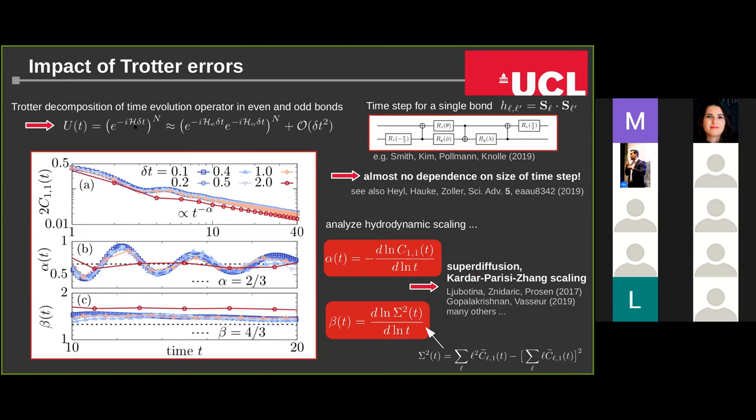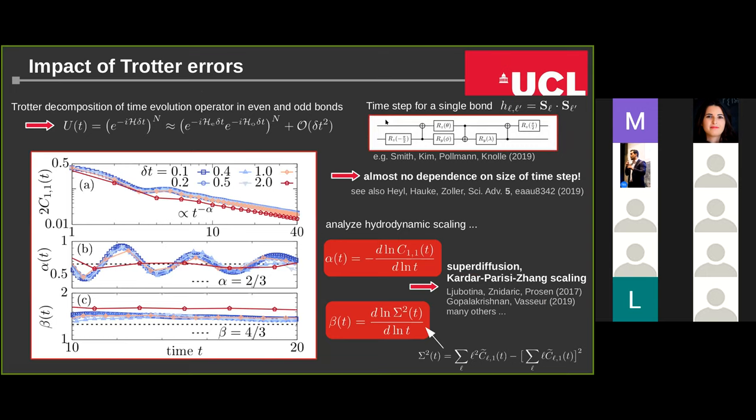And when you do this, you can then also split, for example, the even bonds of your Hamiltonian and the odd bonds. And by doing this, you make some error. And this error is controlled by the size of the time step. And in case you have never seen this before, I think it might be interesting.